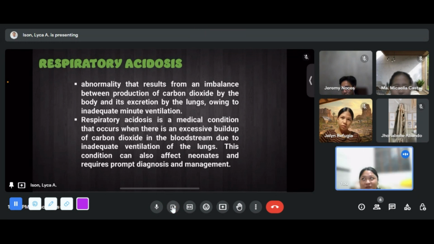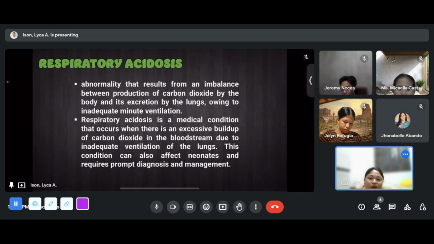Okay, so the partial pressure of carbon dioxide, or the normal range of it, is just 35 to 45 millimeters of mercury. Okay, so pala nag-slide.